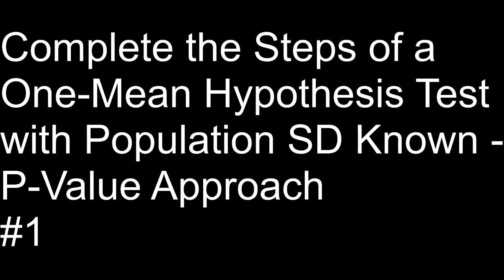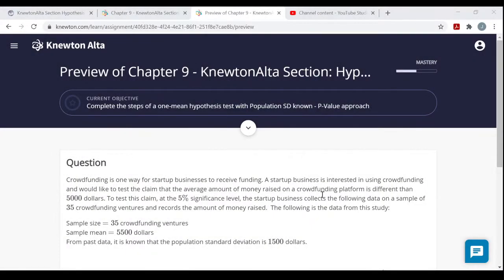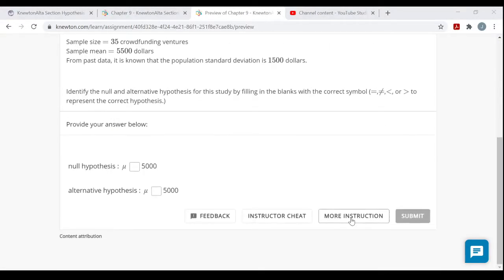So this is number one, the first video on a question related to this objective from your Newton Alta homework that I'm seeing. It might be a little longer than usual because I'm going to take you through every single step and explain things as we go along, all the steps of a hypothesis test using this p-value approach. Here's the problem. If you want to see some more, click on more instruction, look at their videos, see their notes, look at their examples. Hopefully they help you out.